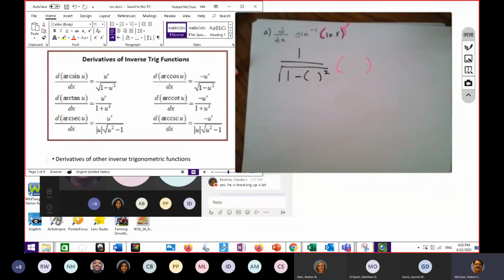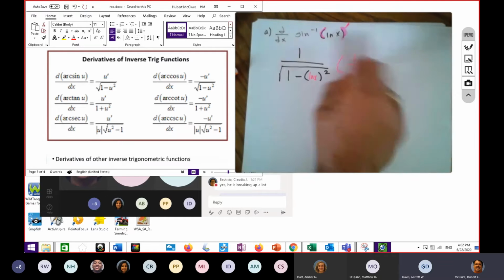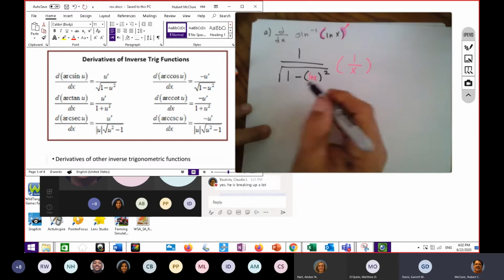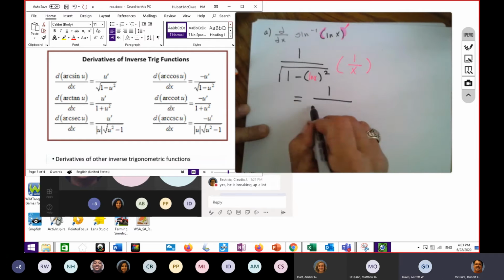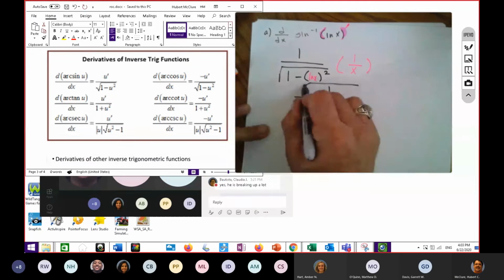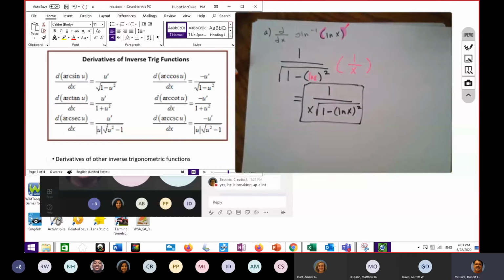So here I'm going to plug in natural log of x. And what is the derivative of the natural log of x? And now clean that up. I don't care, you can clean it up. That's going to be 1 times 1 over x times this. So that's going to be equal to 1 over x times the square root of 1 minus natural log of x squared. I meant square root, sorry. Now that's not difficult.